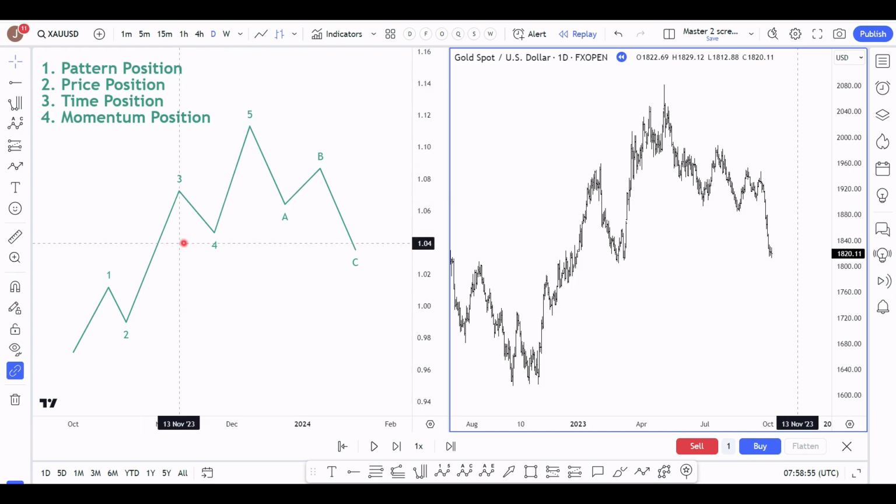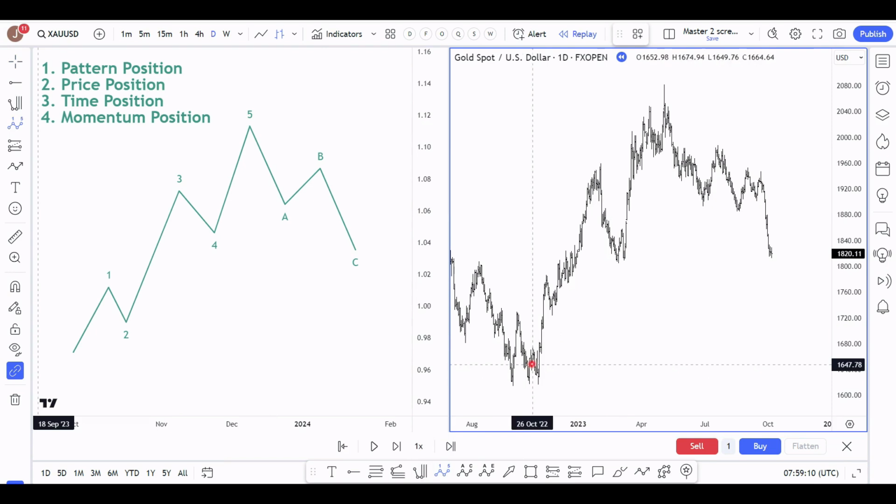The most common behavior is 5s and 3s. You're going to see this time and time again where you see a market moving a 1, 2, 3, 4, 5, followed by a minimum of an A, B, C correction. That's the pattern. So on the right hand side, I have a chart of gold.